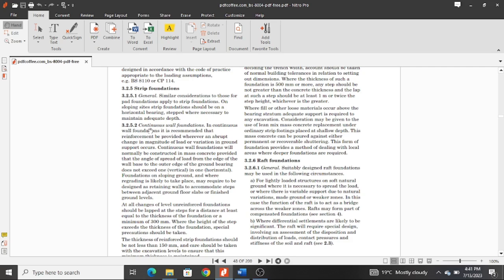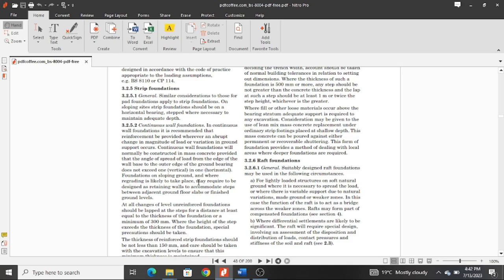And then of course I had mentioned continuous wall foundations. Strip foundations act very well. In continuous wall foundations, it is recommended that reinforcement should be provided whenever an abrupt change in magnitude of load or variation in ground support occurs. Continuous wall foundations will normally be constructed in mass concrete, provided that the angle of spread of load from the edge of the wall base to the outer edge of the ground bearing does not exceed 1 vertical in 1 horizontal.